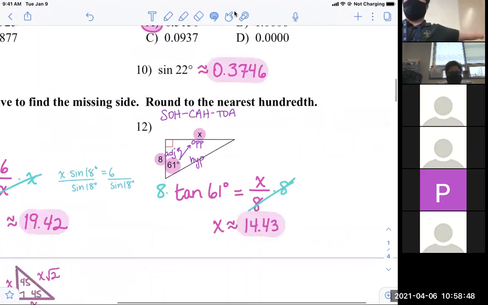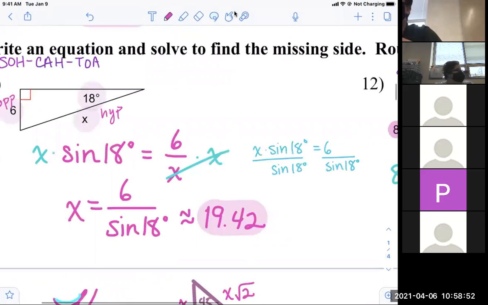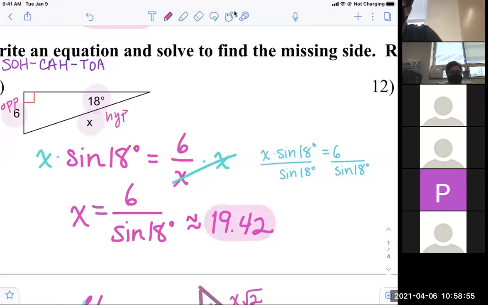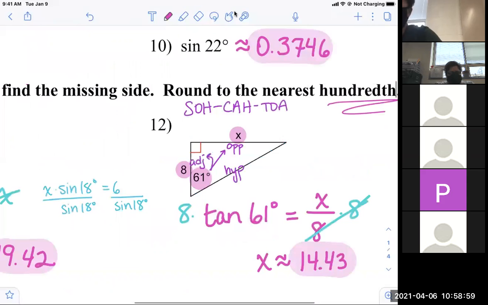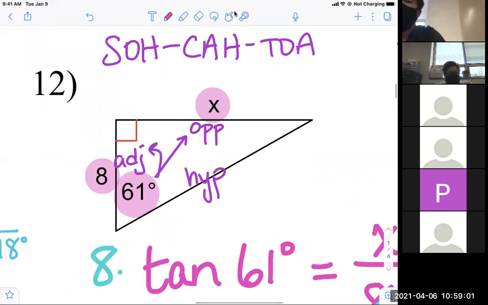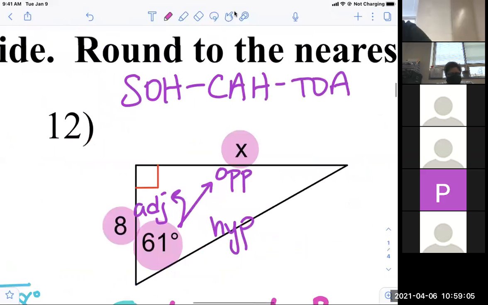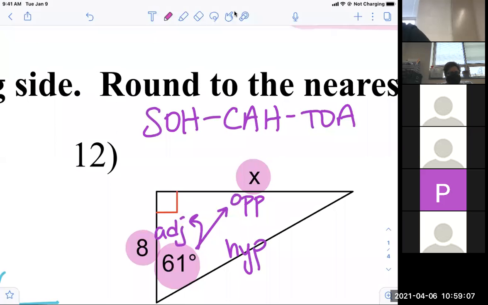19.42. On this one, I said 100. Okay, so 2 decimal places. And then for number 12, we've got 61, we've got x, and we've got 8. Okay, so 61, x, and 8.